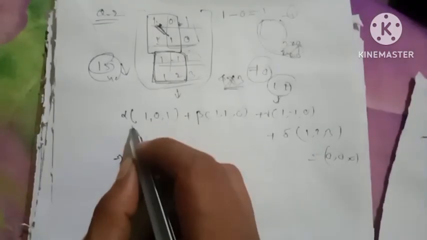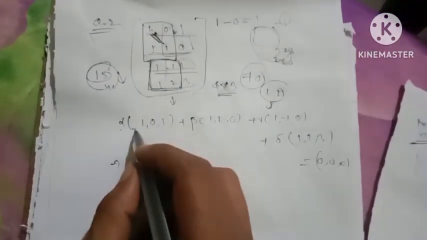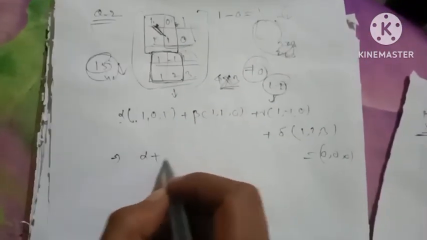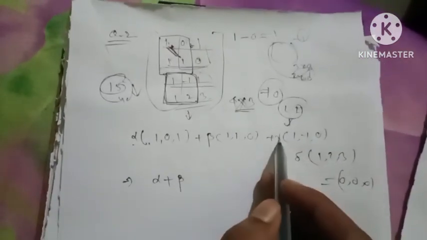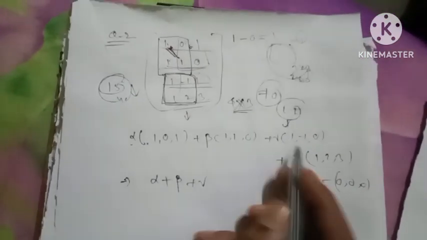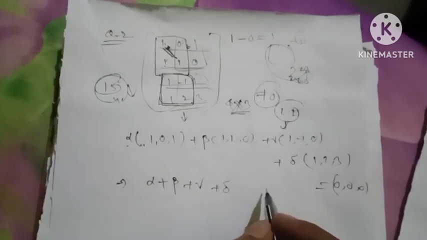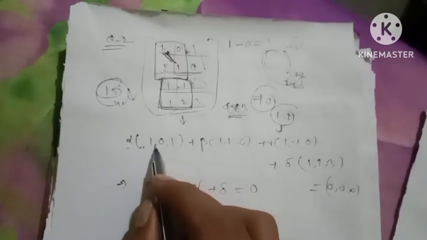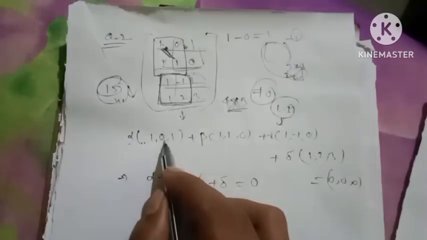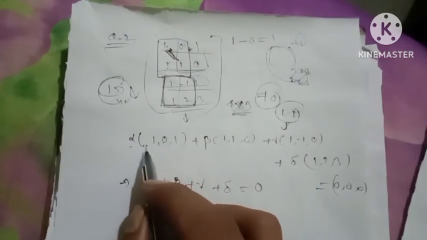So first I will take alpha plus beta plus gamma first vector plus delta will be 0. And another, alpha into 0 will be 0, so alpha will not be required.